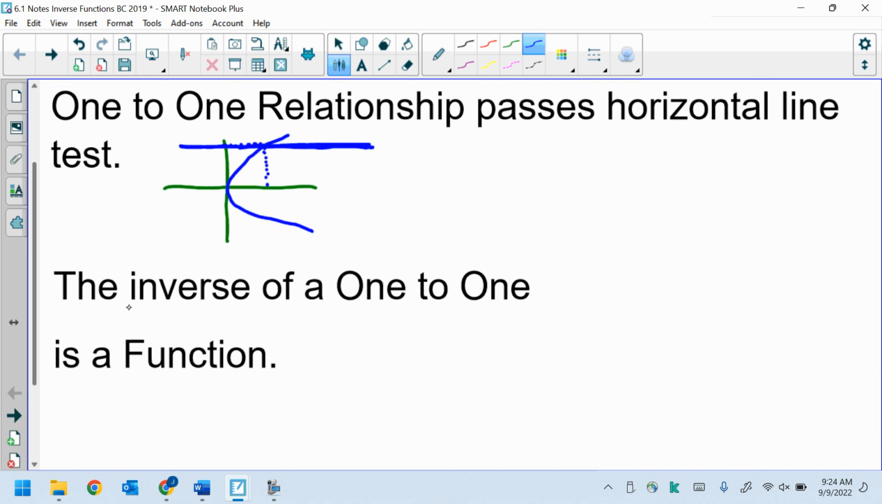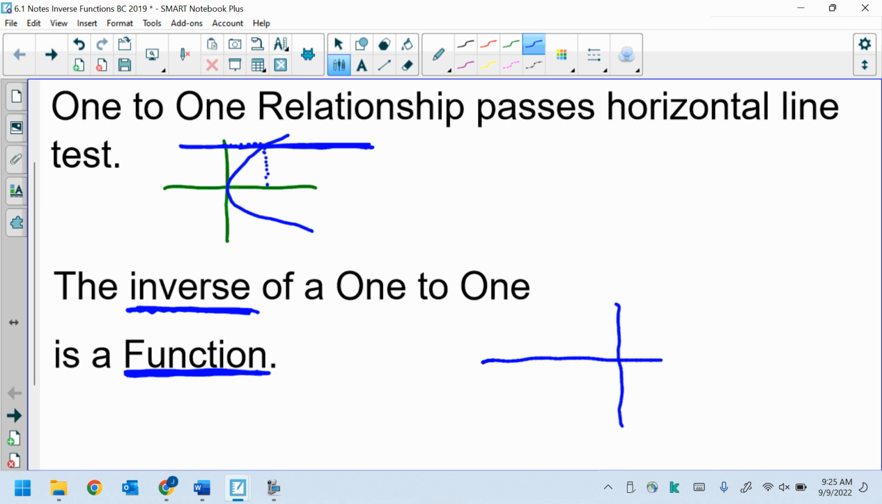And if we take the inverse, and we're going to talk about how to do that, if we take the inverse of a one-to-one, you're going to get a function. So the inverses of one-to-ones are functions, and the inverses of functions are one-to-ones. Sometimes something could be both a one-to-one and a function.